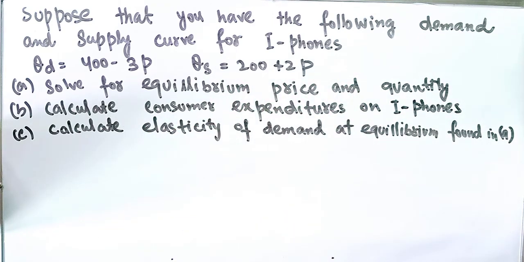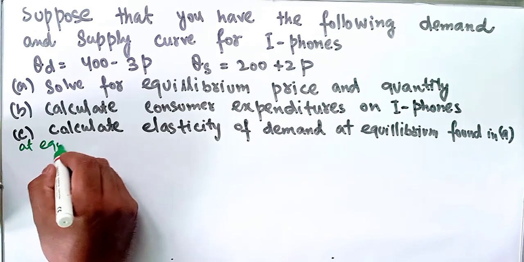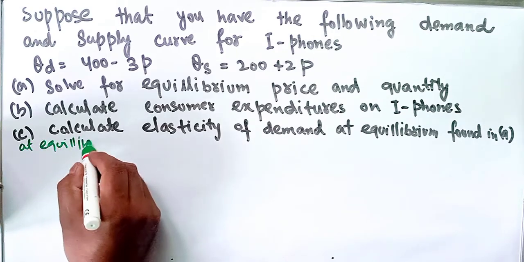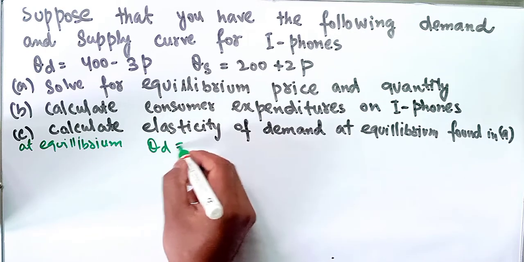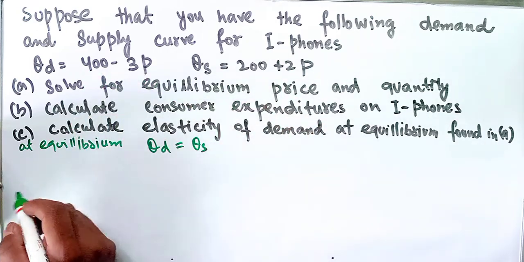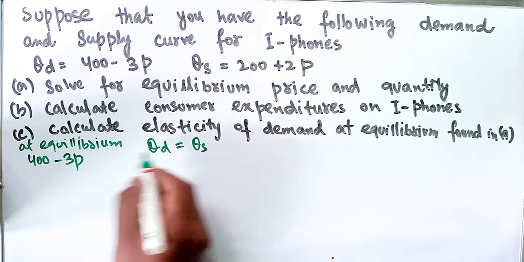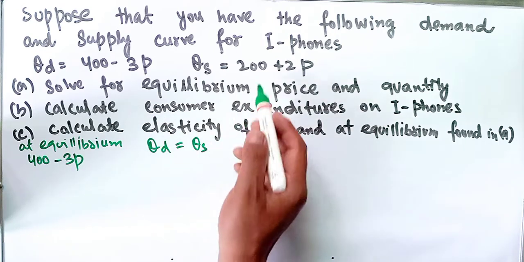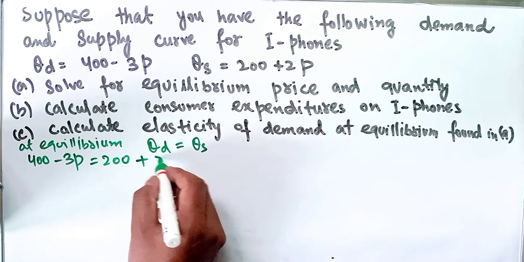As we know, equilibrium is attained where quantity demanded is equal to quantity supplied. That is, at equilibrium quantity demanded is equal to quantity supplied. So we have to equate these two equations. That is, 400 minus 3p, that is quantity demanded, should be equal to quantity supplied. Here it is 200 plus 2p.